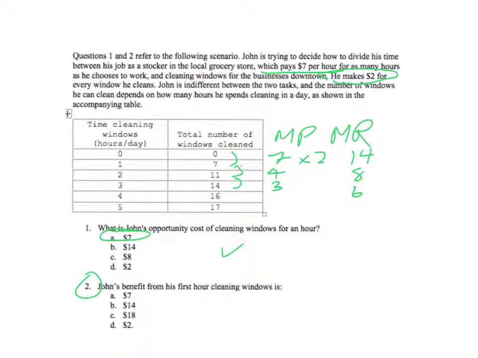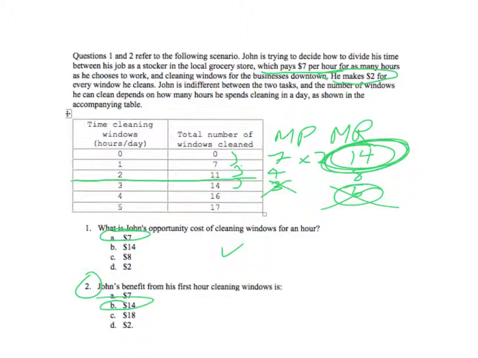This isn't what the question asked, but he'd spend a second hour cleaning windows, but he wouldn't spend a third, because the benefits of that third hour would be less than the opportunity cost, so he wouldn't do that. But anyway, back to the question. His benefit from the first hour cleaning windows in dollar terms is $14.